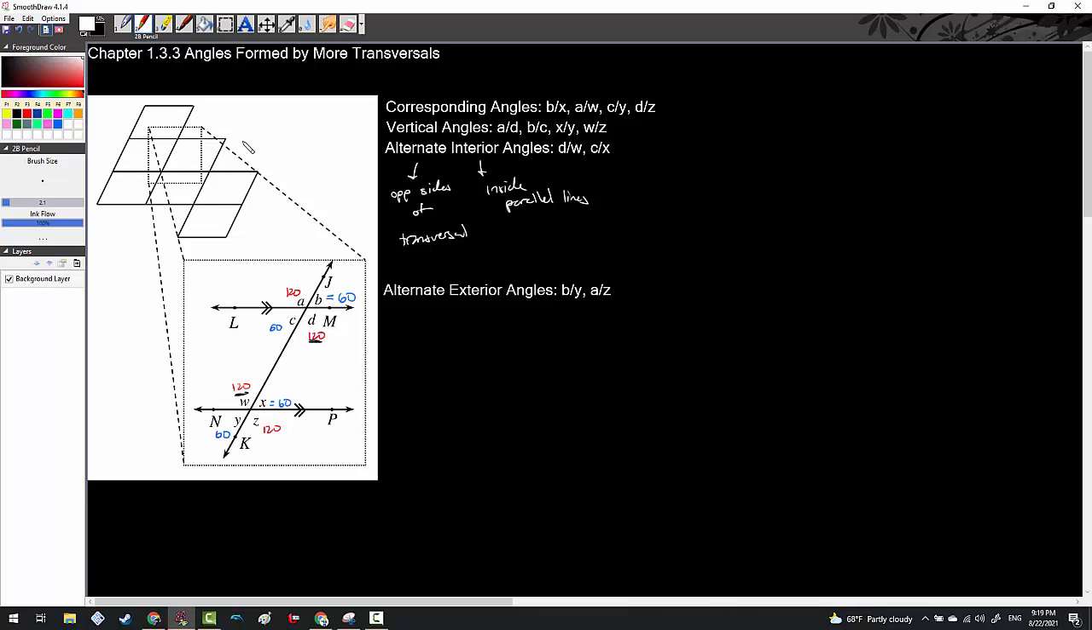Okay, so now from here, we can also say that there's another set of angles going on here, and if we look at them, look at D and X. Look at D and X, right? And look at the relationship they have with each other.